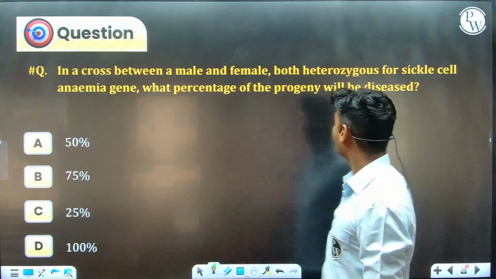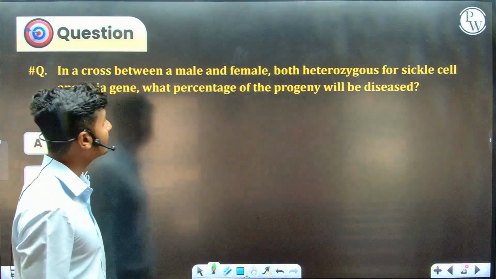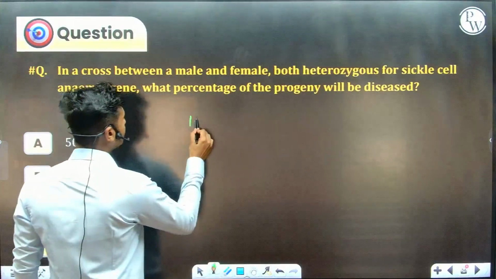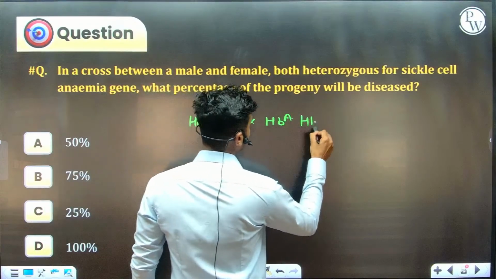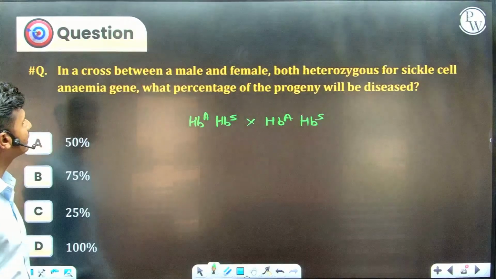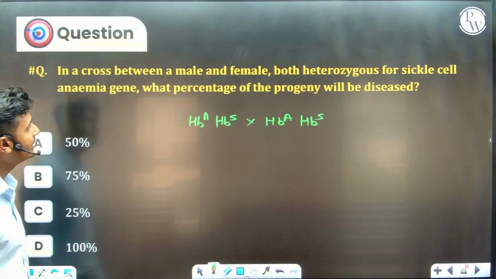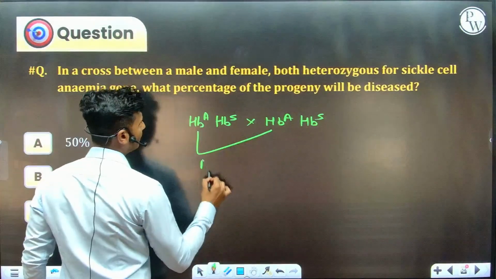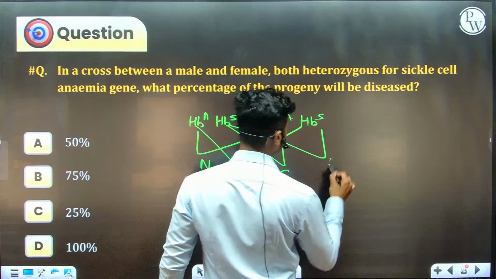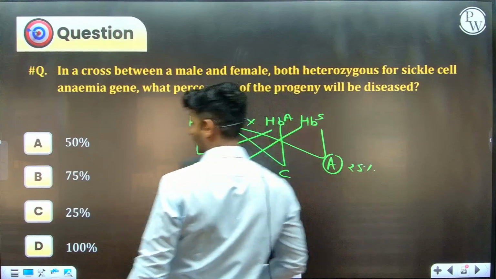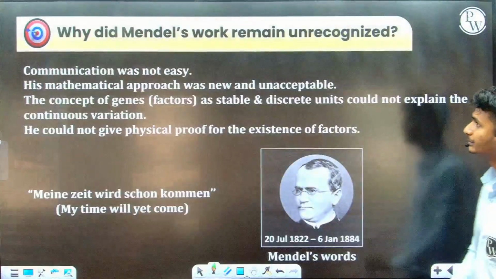In a cross between a male and female, both heterozygous for sickle cell anemia, that means HbA HbS crossed with HbA HbS. Both are carriers, right? What percentage of progeny will be diseased? This is normal, this is carrier, this is carrier, this one is affected: 25%. C is correct, because those are 50, 25, so 25% affected.